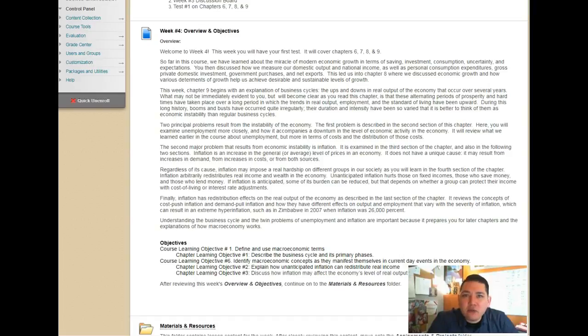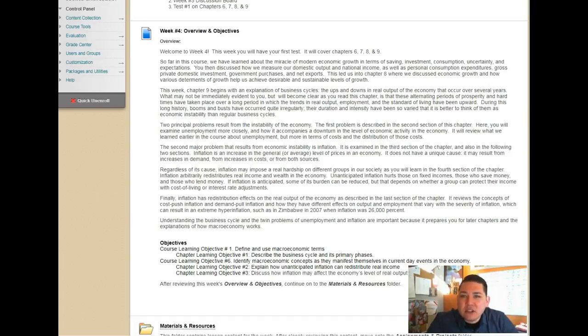Inflation arbitrarily redistributes real income and wealth in the economy. Unanticipated inflation hurts those, especially those on fixed incomes. Additionally, it hurts those who save money and those who lend money as well. If inflation is anticipated, some of its burden can be reduced, but that depends on whether a group can protect their income with cost of living or interest rate adjustments.